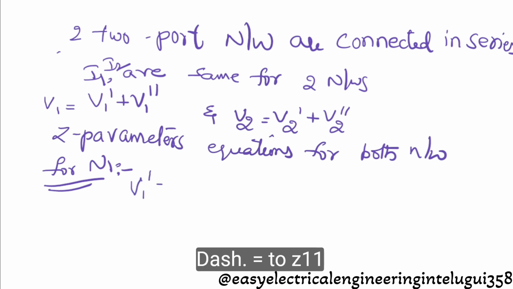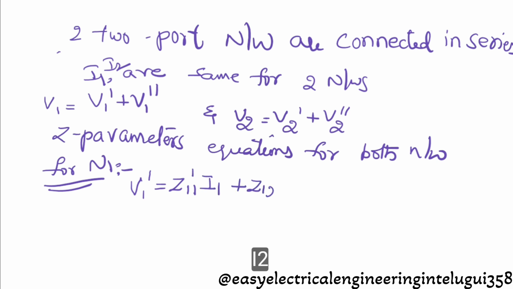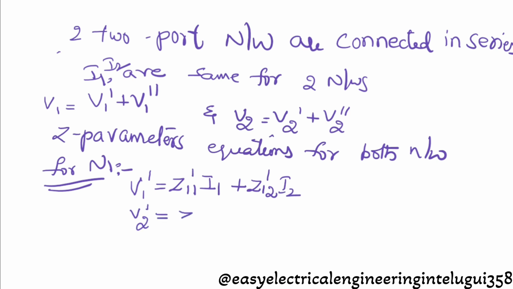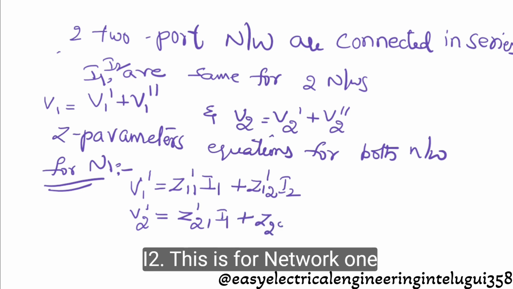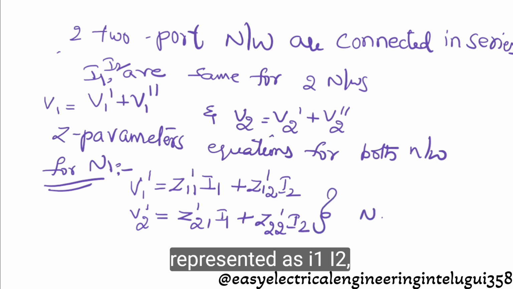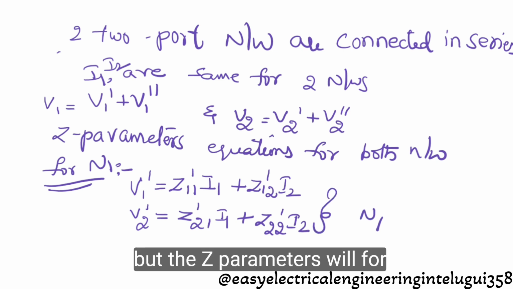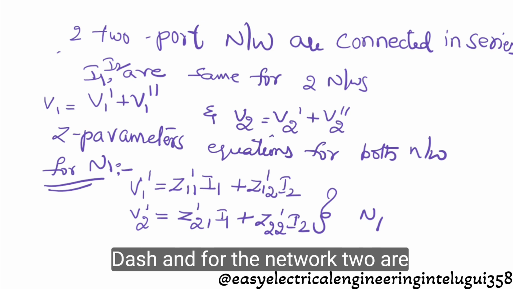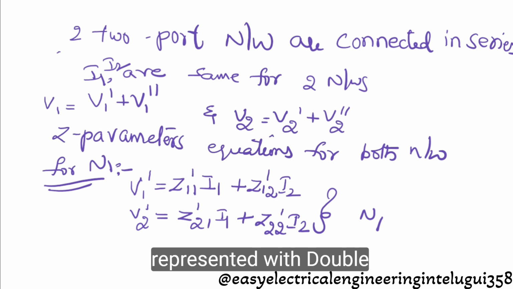V1 dash equals Z11 dash I1 plus Z12 dash I2. V2 dash equals Z21 dash I1 plus Z22 dash I2. This is for network 1. The currents are common, so I have represented them as I1, I2, but the Z parameters for network 1 are represented with a dash and for network 2 are represented with a double dash.